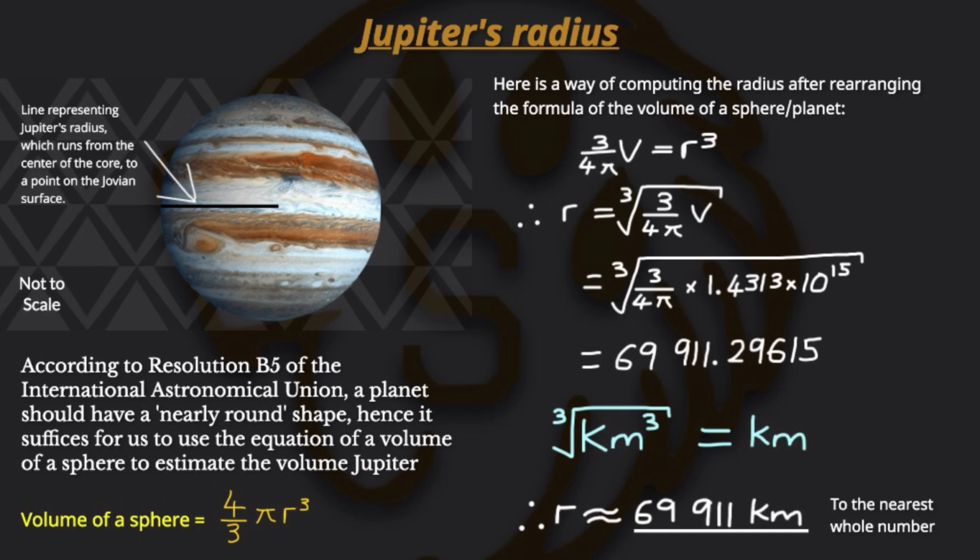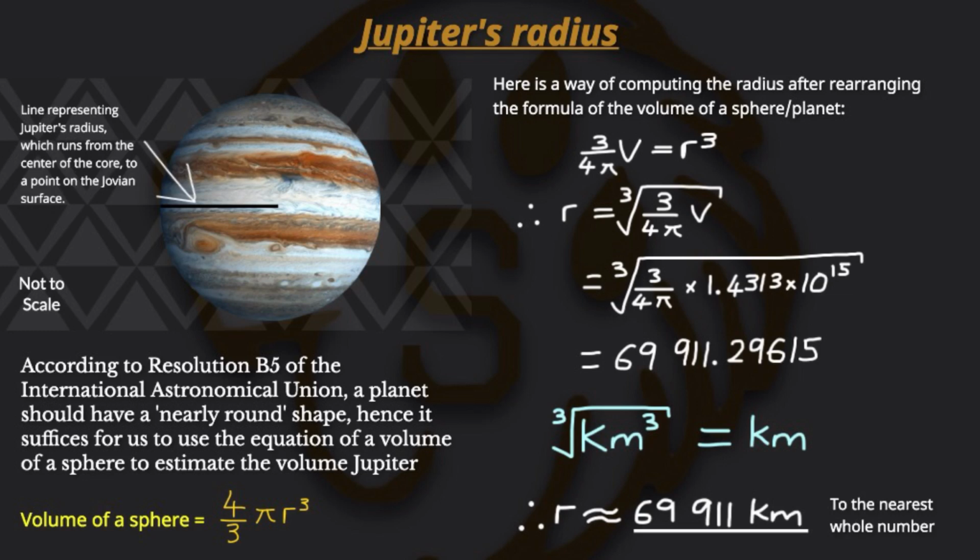So it becomes r is equal to the cube root of 3/4 pi multiplied by the volume V, and that's what you see there, the cube root of 3/(4 pi) multiplied by 1.4313 times 10 to the power of 13, and that will be equal to 69,911.29615.